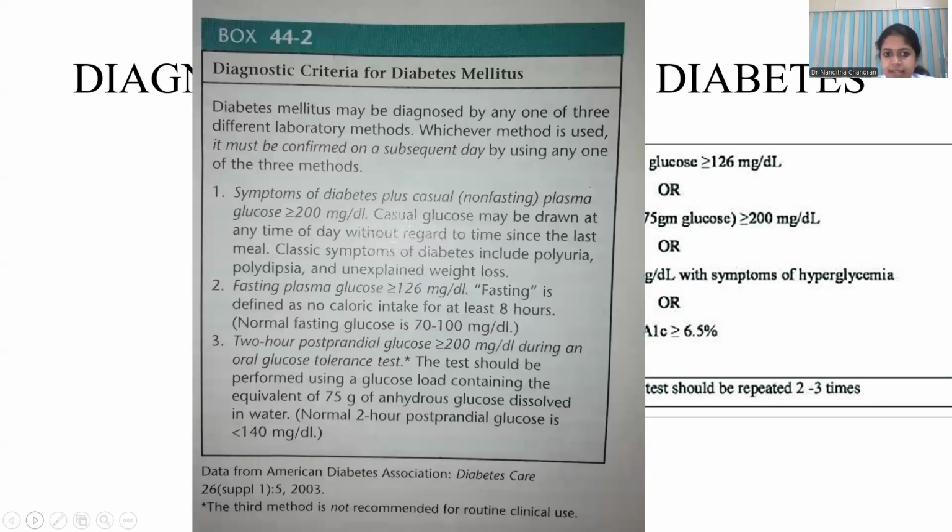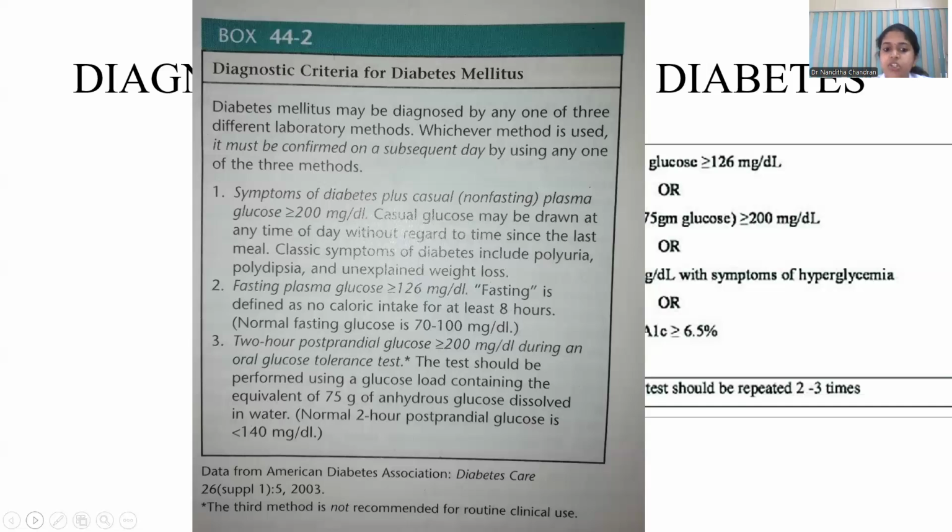According to Carranza, a diabetic patient can be diagnosed by one of three different laboratory methods. One is a patient having symptoms of diabetes plus a casual or non-fasting plasma glucose level of more than or equal to 200 milligrams per deciliter. These patients also show classic symptoms of polydipsia, polyuria, and polyphagia with unexplained weight loss. Secondly, fasting plasma glucose is more than or equal to 126 milligrams per deciliter. Fasting means the patient should have fasted at least 8 hours.